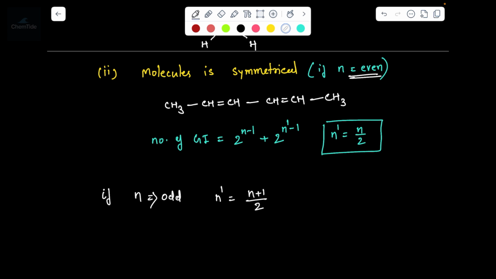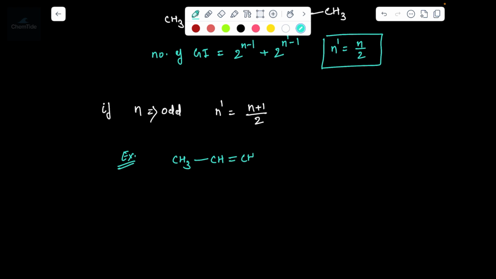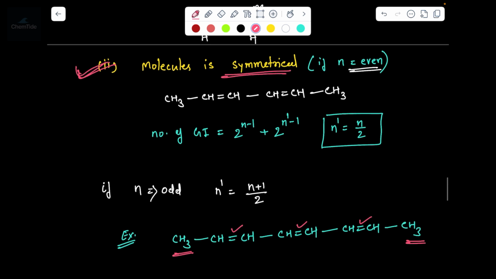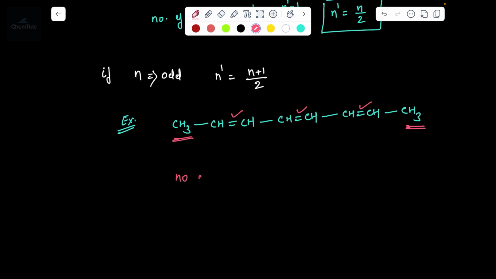So for example, CH double bond CH. So it has the symmetry and is odd also. The number of double bonds is odd, where the geometrical isomerism is possible and the symmetry is also there. Remember that the second case is only and only valid when the molecule is symmetrical. So in that case, the number of geometrical isomers would be equal to 2 to the power n minus 1 plus 2 to the power (n plus 1) by 2 minus 1.